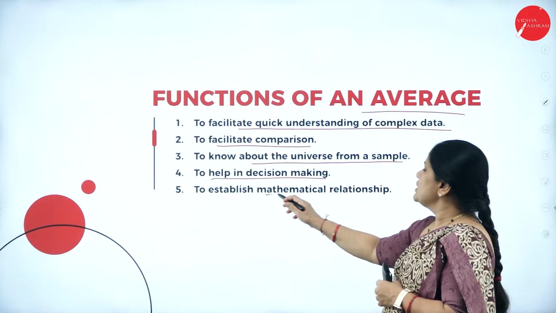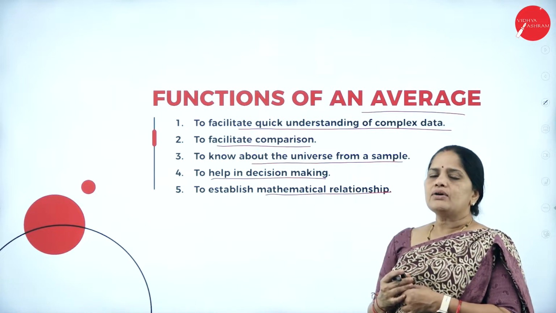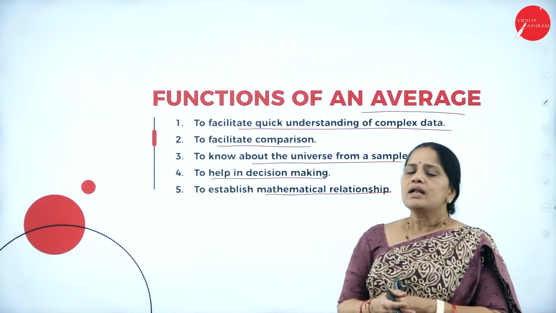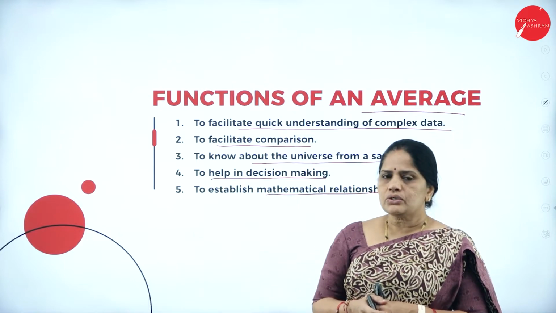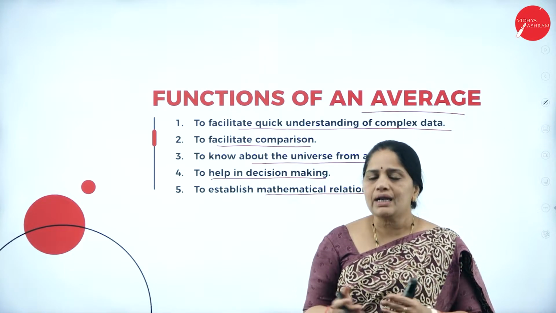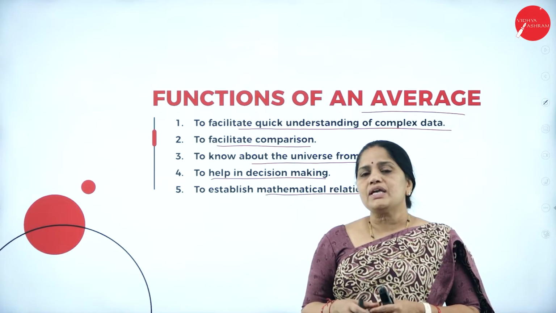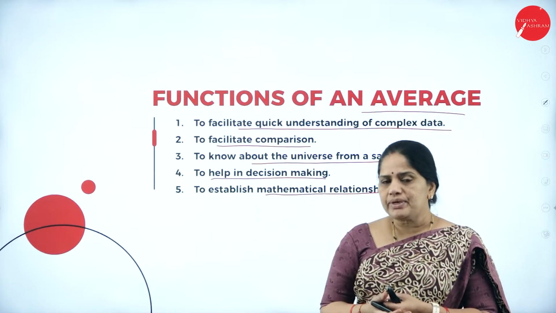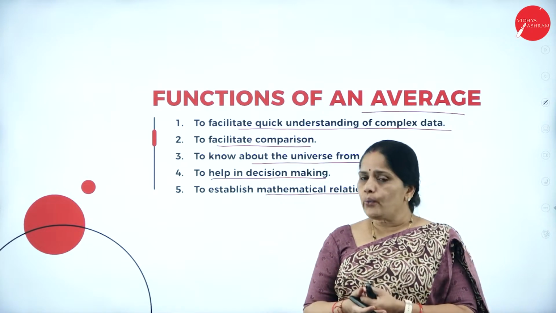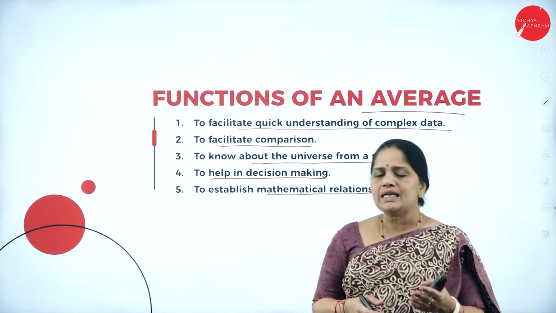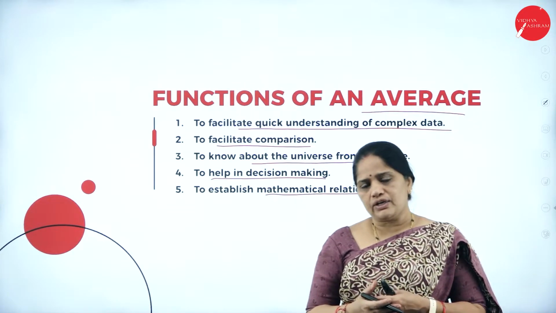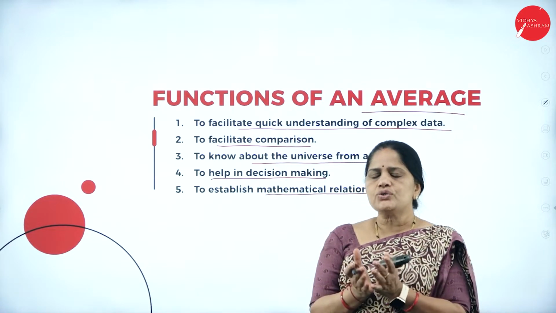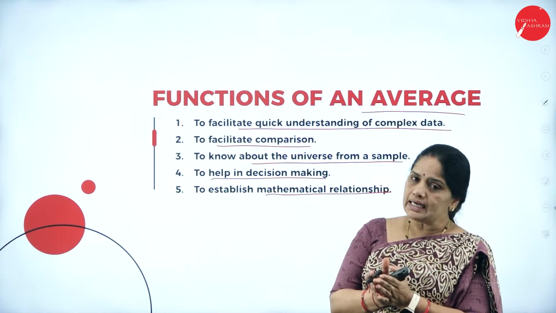Then, to establish mathematical relationships. These averages help in establishing mathematical relationships. Now, what are mathematical relationships? The mean, median and mode are all interrelated, and based on this mean, median and mode, we have various other statistical techniques which will help us to find a correlation between the variables. This will help any researcher in his analysis of any of the subjects. He can draw a correlation between any 2 variables for which he has been collecting the data.